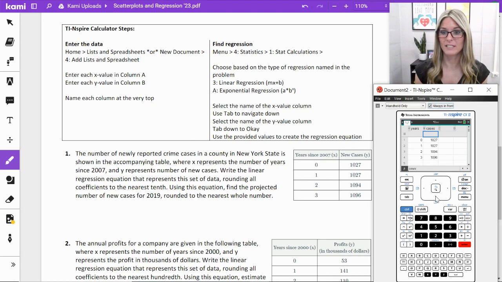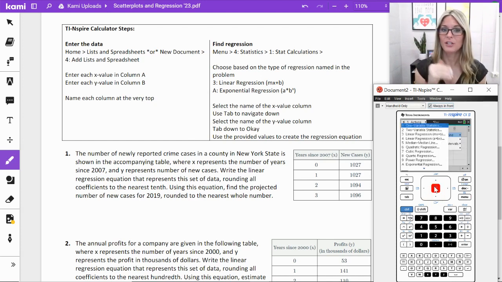On the right side, find the regression. So menu, let's get down here in the statistics into our data. I'm not sure if it works up there at the top. Let's hit menu. We are going to do number 4, statistics, stat calculations, and then you need to choose which type of regression based on your problem. So in our problem, and Delta Math is very, very kind, they always tell you what kind of regression you need. So we're writing a linear regression. So I'm going to select number 3, linear regression, mx plus b.